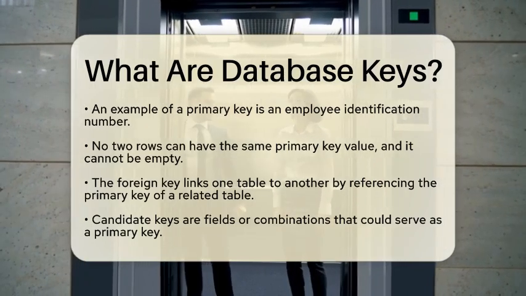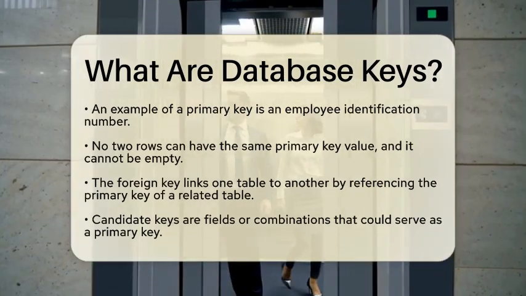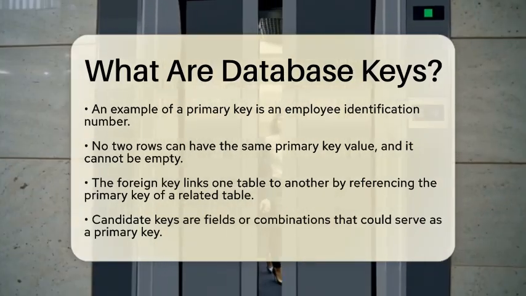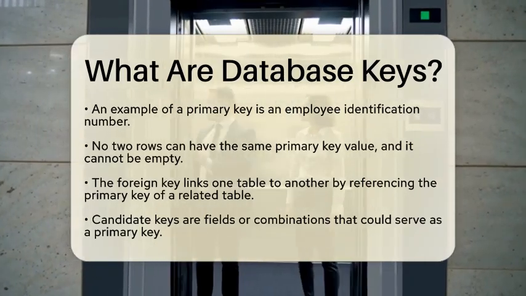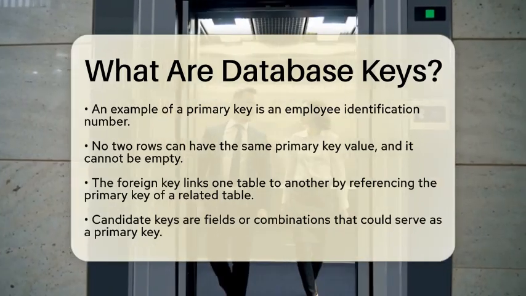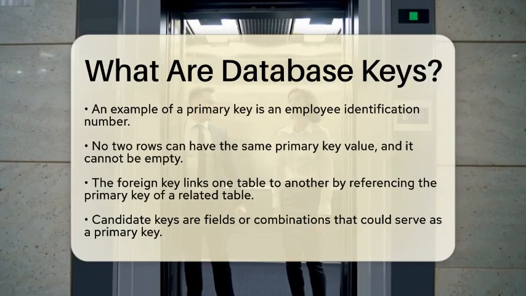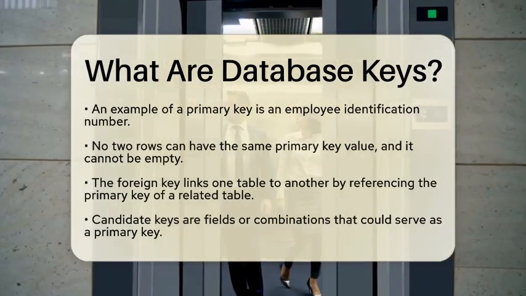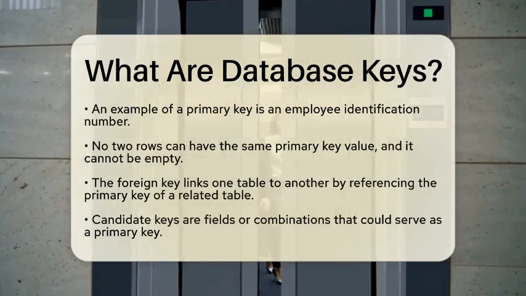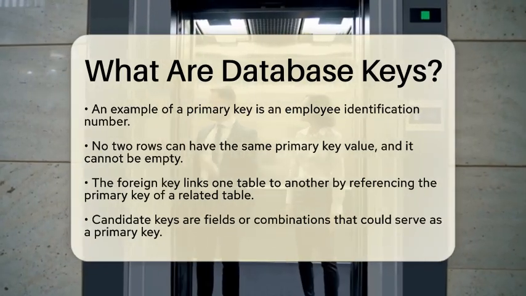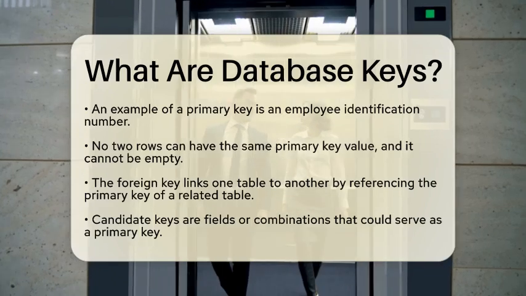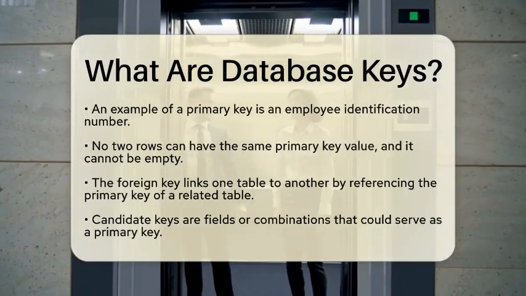Then there are candidate keys. These are fields or combinations of fields that could potentially serve as a primary key because they uniquely identify records. Among these candidate keys, one is chosen as the primary key, while the others are known as alternate keys. Speaking of alternate keys, these are candidate keys that are not selected as the primary key but still uniquely identify records. They provide alternative ways to access data when needed.